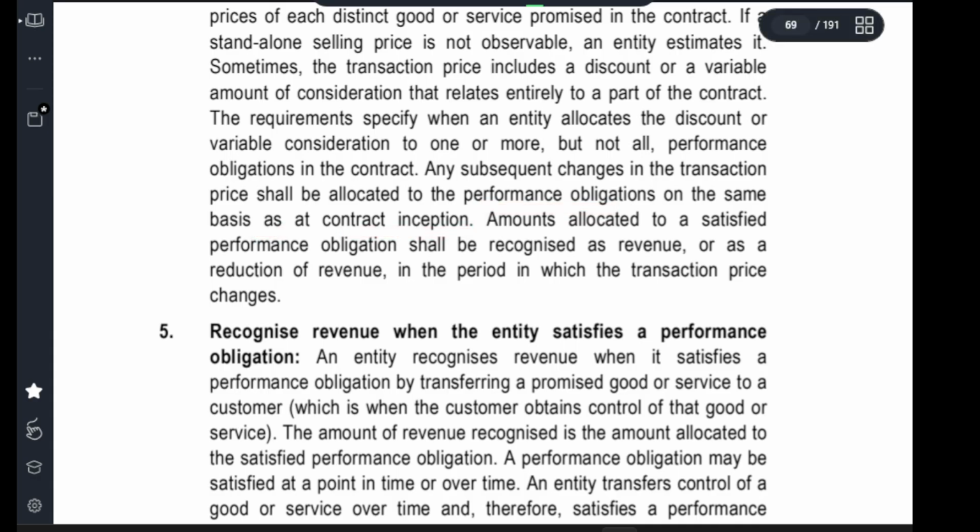If there is a subsequent change in the valuation, say we have done 45 percent but the maximum is 55 percent and we need extra additional consideration of this much, that should be based on the contract inception. This is also profit, but it is not prior-period profit. Right now the contract has been varied, so it will be considered as income in the current year. The amount allocated to a satisfied performance obligation shall be recognized as revenue, or as a reduction of revenue, in the period in which the transaction price changes.